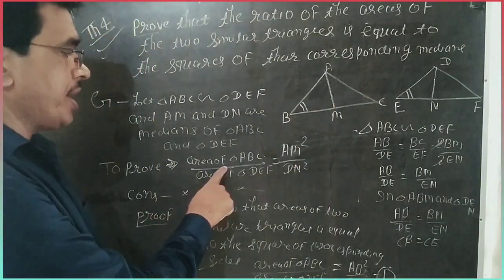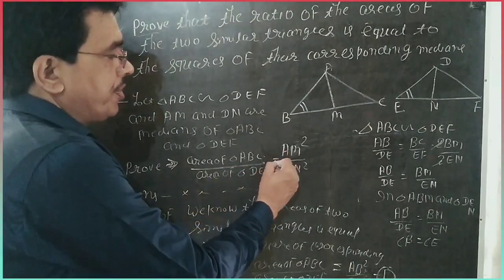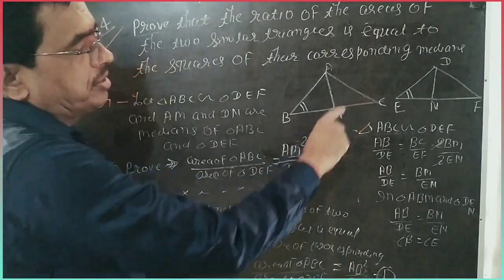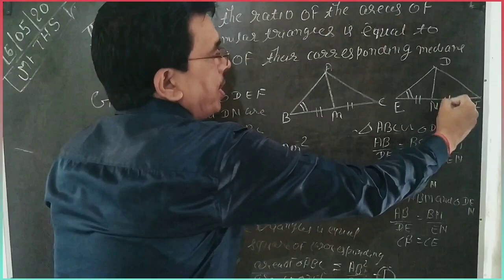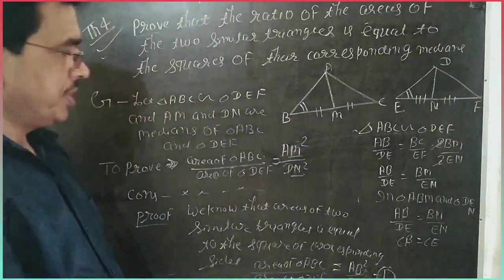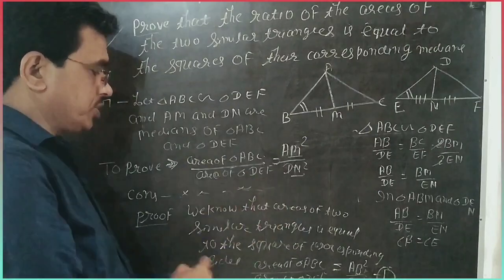To prove: area of triangle ABC by area of triangle DEF is equal to AM square by DN square. Since AM and DN are medians, the parts are equal. Here these parts are equal. AM square by DN square. Right? Construction is not needed in these questions.